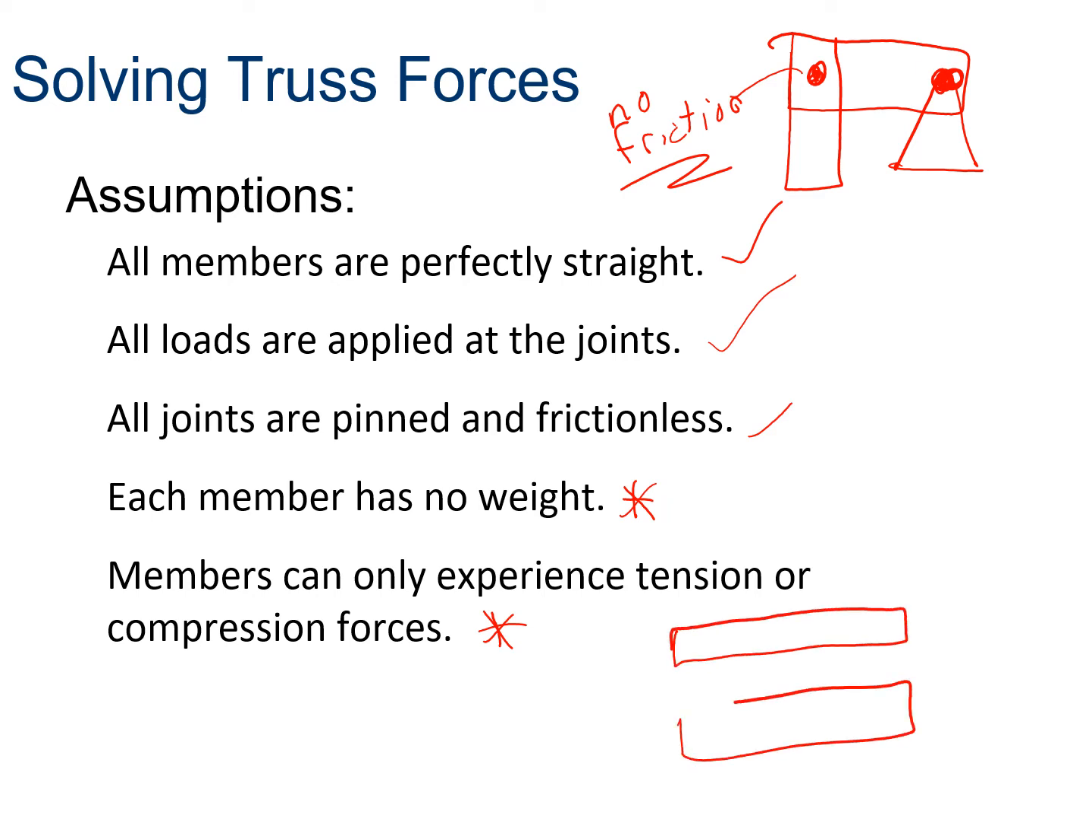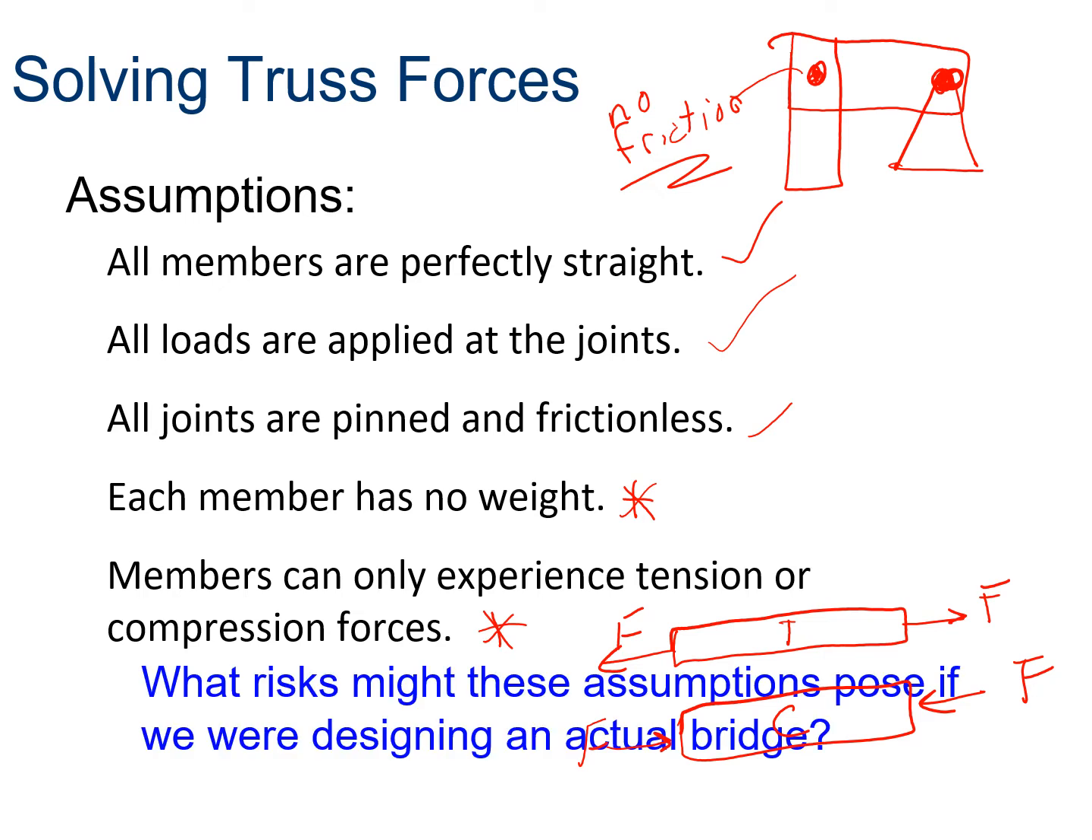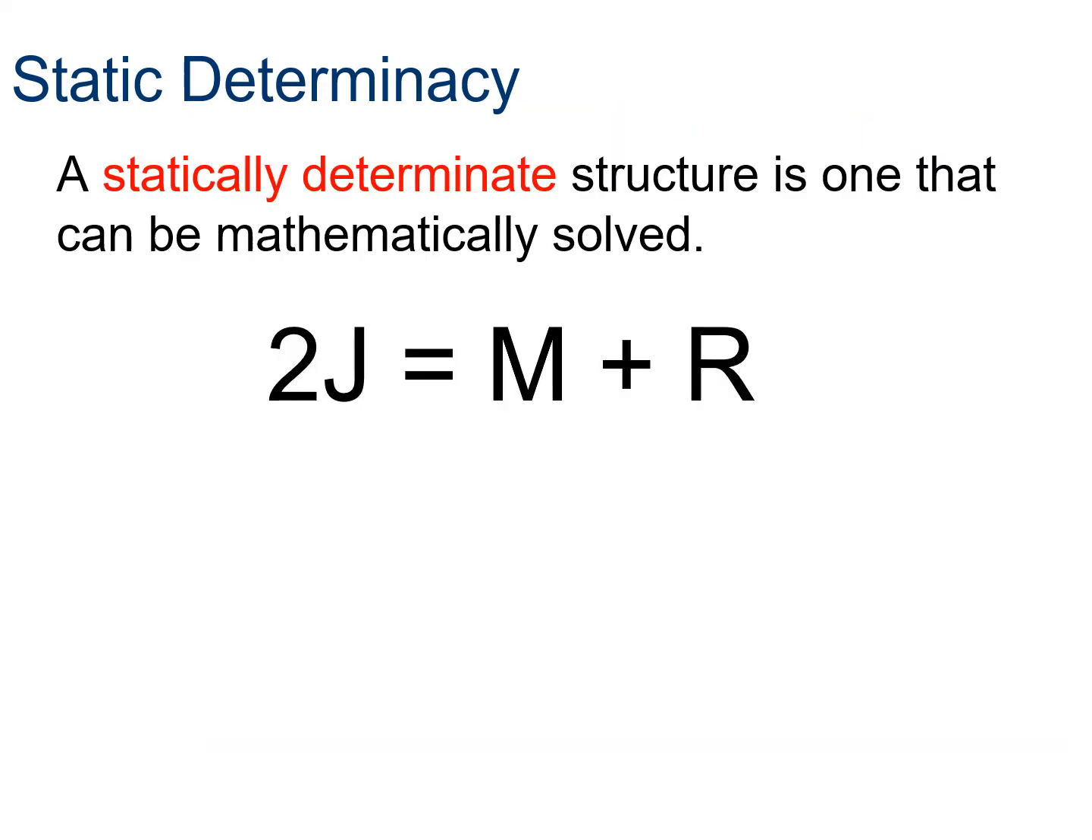When it comes to tension or compression, when they're in tension, remember that we have forces acting outward. And when they're in compression, the forces are acting inward, squeezing it. So these assumptions are simplified, and it just depends on the application in terms of what risks you might have by only assuming everything is straight or frictionless, because they aren't, but you can always build that into a proper calculation.